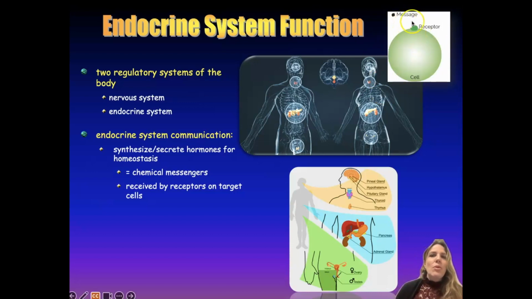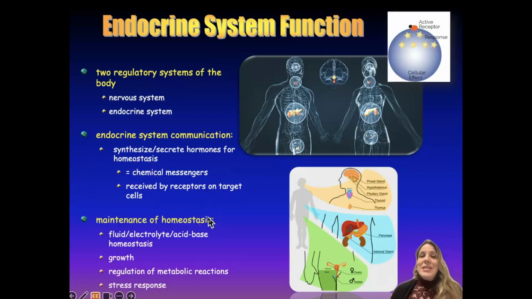And again, sometimes these hormones bind to receptors in the plasma membrane. Other times they actually travel through the plasma membrane and bind to receptors inside the cell. So we'll talk about when each scenario happens in a little bit. But in general, our cells in our body communicate with each other through chemical messenger hormones, and that allows us to maintain homeostasis. So this homeostasis includes all the big things that we do in our body. So everything from fluid, electrolyte, and acid-base balance to growth, to the regulation of all the metabolic reactions in our body, stress responses, pretty much everything your body does, hormones are going to be involved in some way or another.